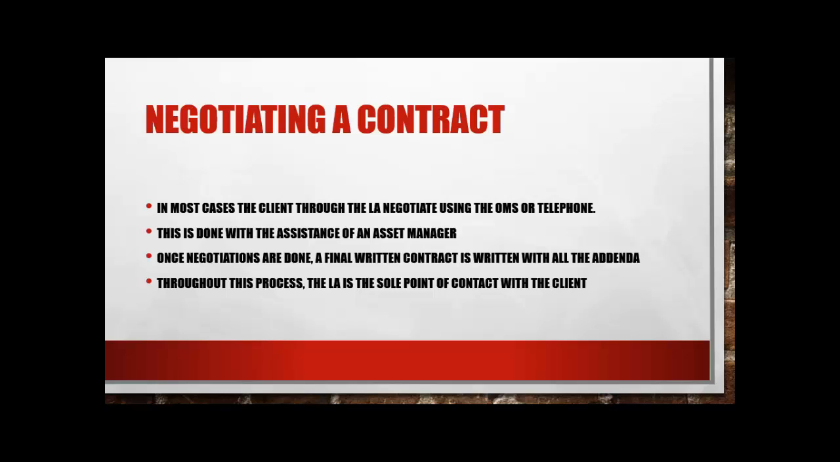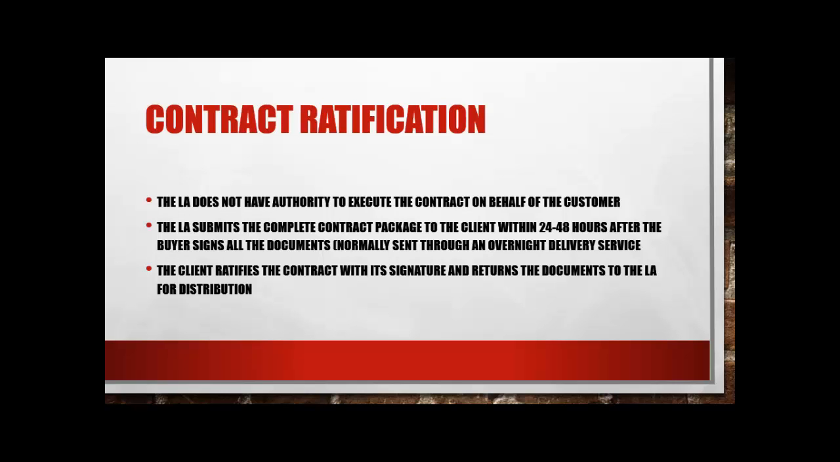After negotiating a contract, definitely will go to closing. So, contract ratification. The listing agent does not have authority to execute the contract on behalf of the customer. They do represent the customer, but they cannot decide in the stead of the customer.